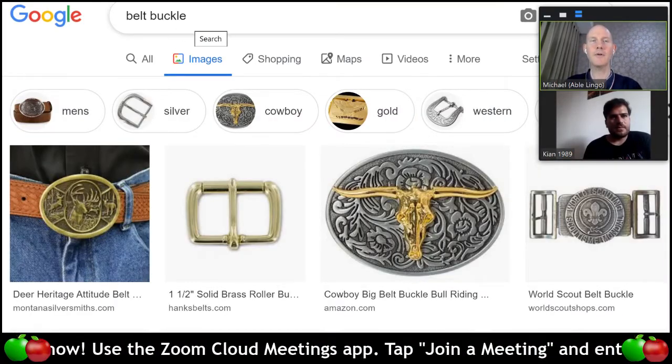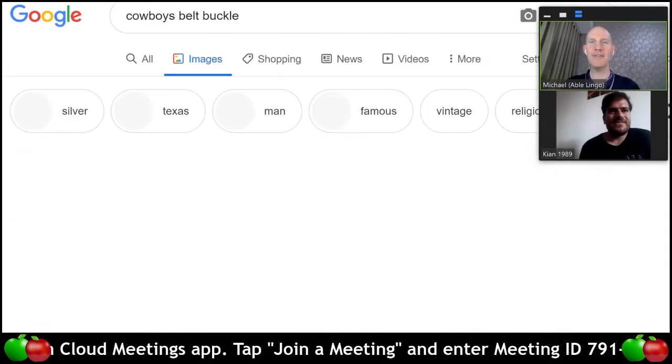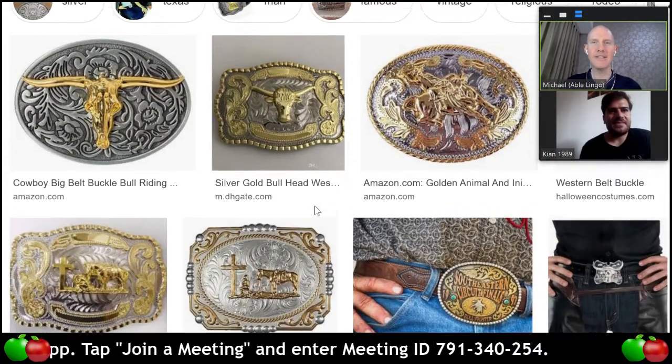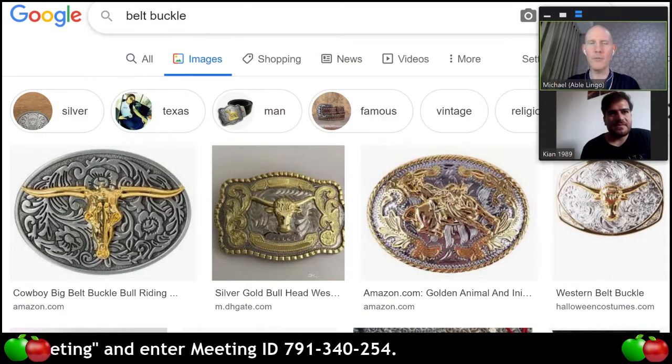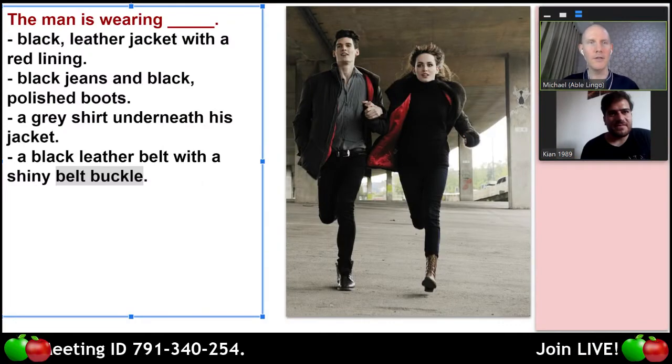It's common for cowboys to have a huge belt buckle. But when I was growing up, I just had a regular small belt buckle, something like that. Right. Okay.